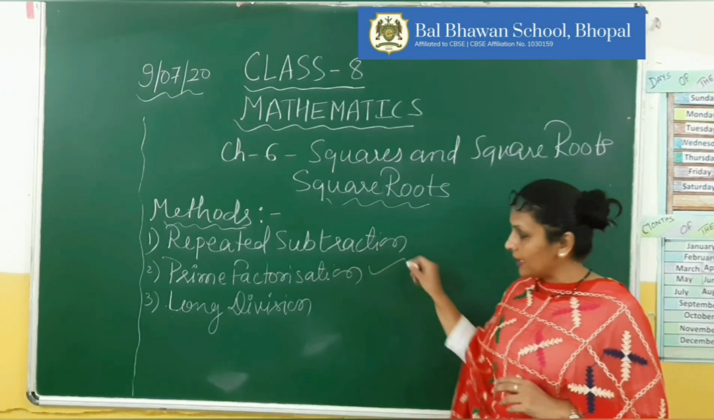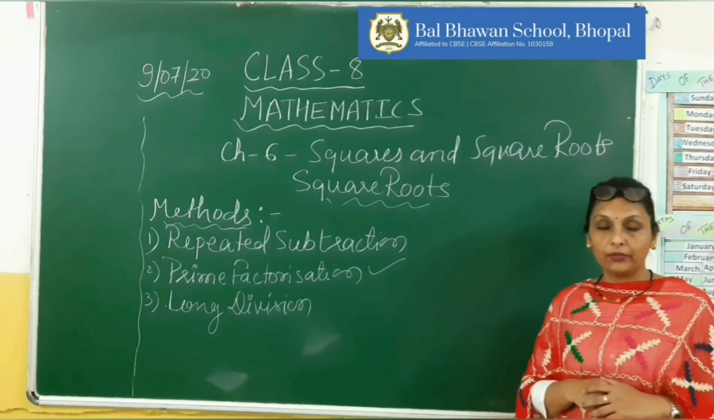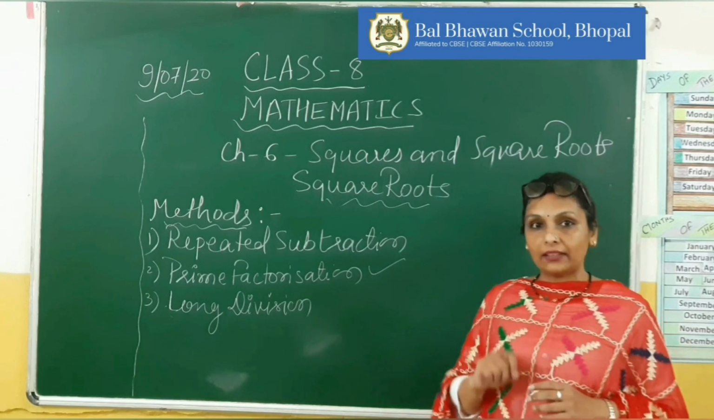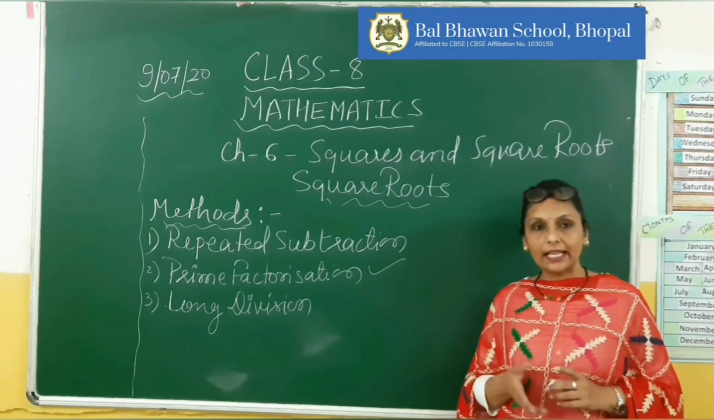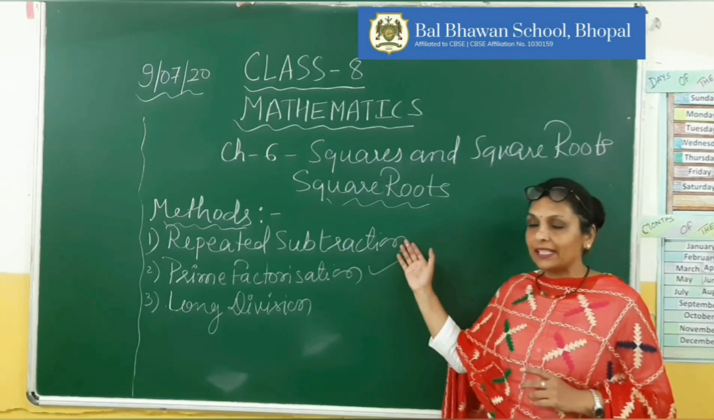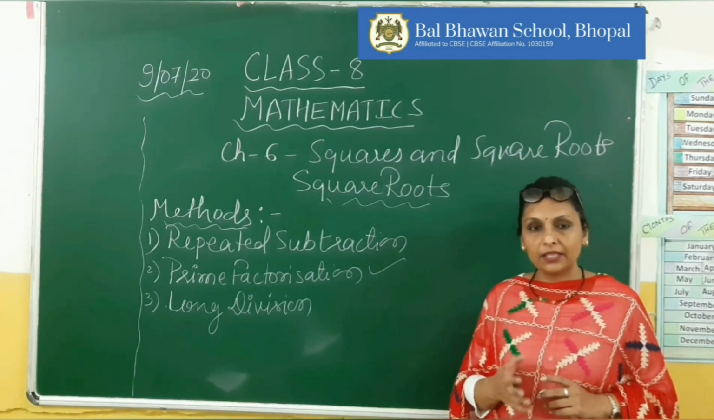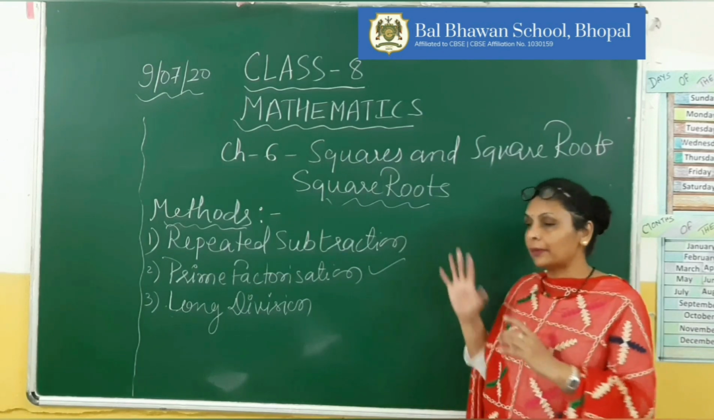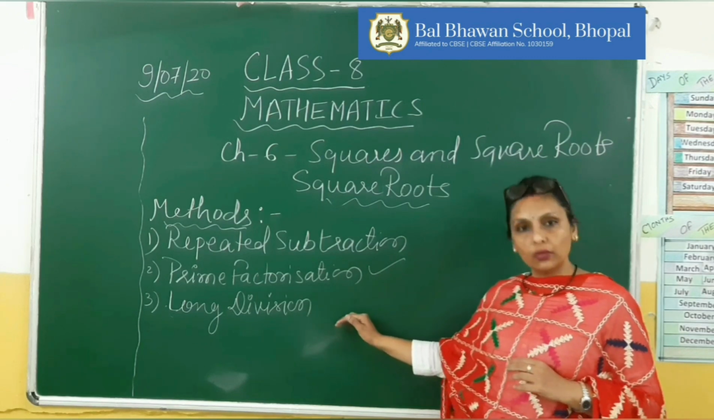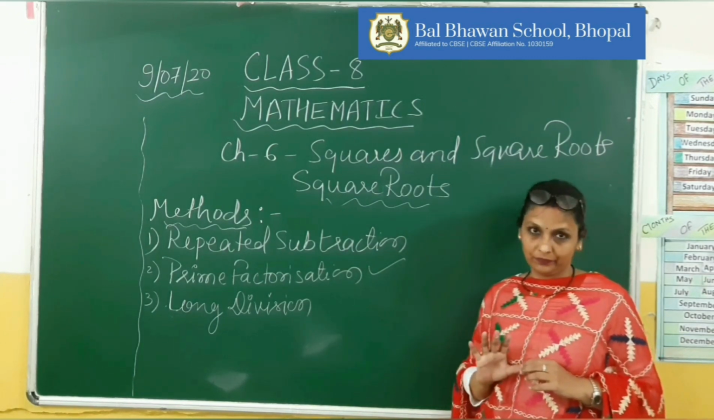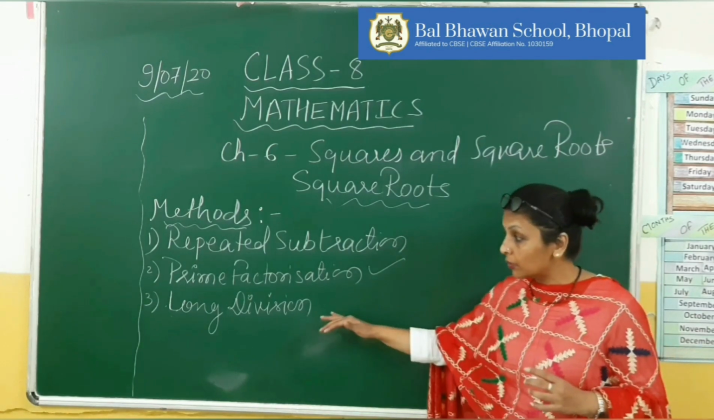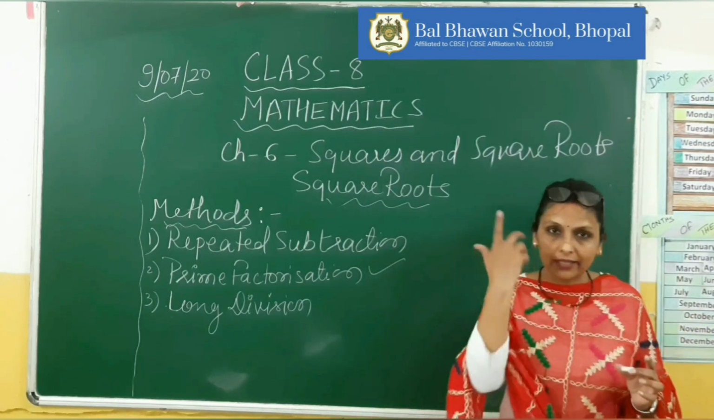Children, this prime factorization is very familiar to you. When you find the LCM or HCF, you do the factorization by prime numbers. Just like that, the same concept will be used in prime factorization. This repeated subtraction is also a very basic concept. In the third method, that is long division, this is a new concept for you, very easy. You can find the square root of a large number quickly through long division.